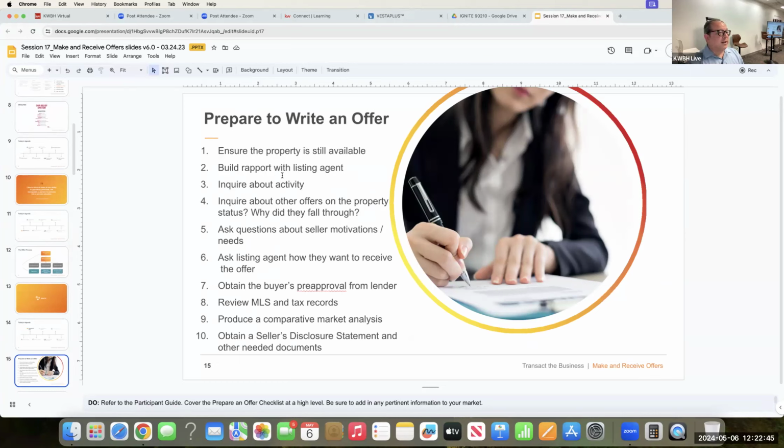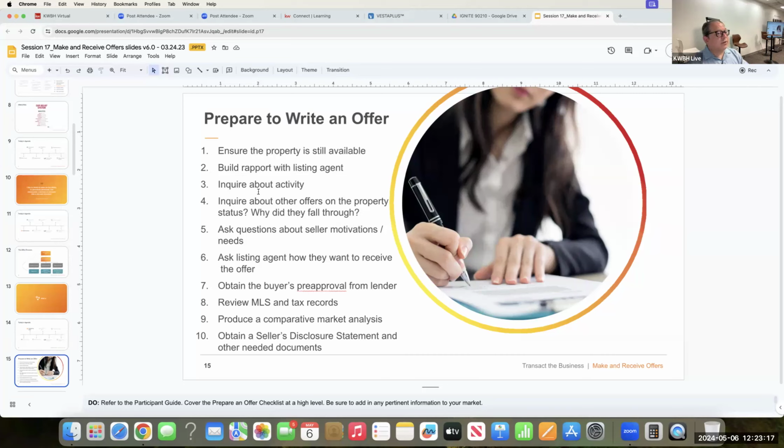Build rapport with the listing agent. Very important. I need to have the listing agent like me. I want the listing agent to know that when they're in a deal with me, I'm not going to play games. I'm in it to win it. I want to get my buyer through the process and to close. For me as a listing agent, it's very important that the buyer the seller selects to be in escrow with doesn't play games. I want to know that they're going to get this deal done.